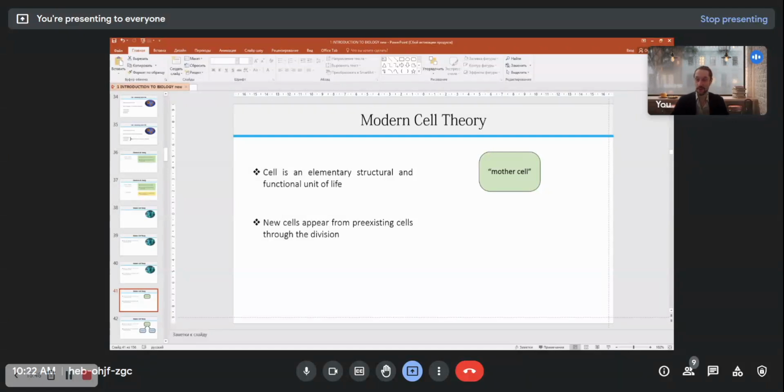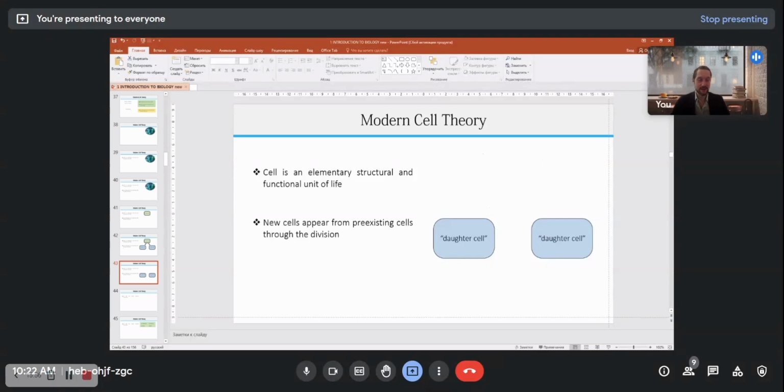Let's imagine that we have a mother cell, and then the mother cell divides in order to create two daughter cells. And then the mother cell, of course, disappears, and instead of one mother cell, we now have two daughter cells. We will study this process in more detail in another lecture.